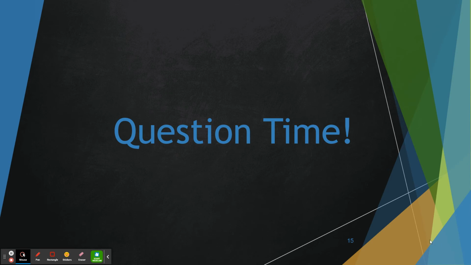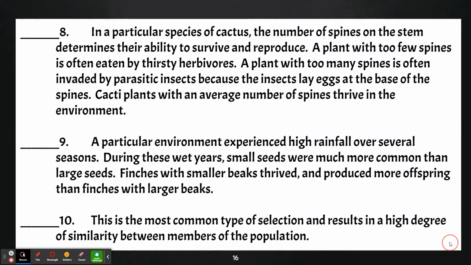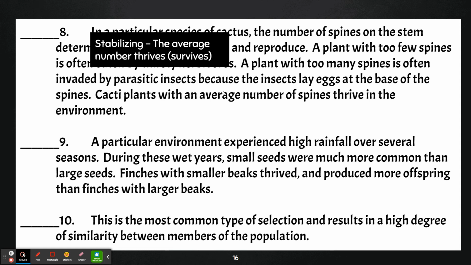All right, one last set of questions. All right, for number 8, we have these cacti, and the number of spines will determine their ability to survive and reproduce. So if you have too few or too many, they're not going to reproduce as well. And so the average is good. And so when the average is good, that's called stabilizing.